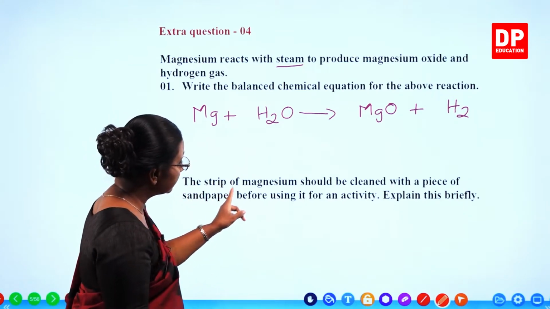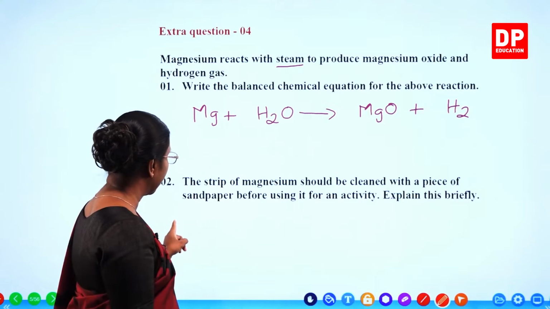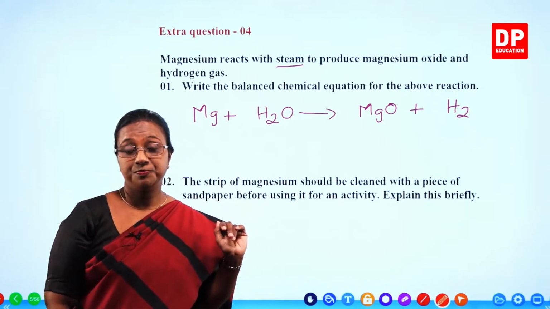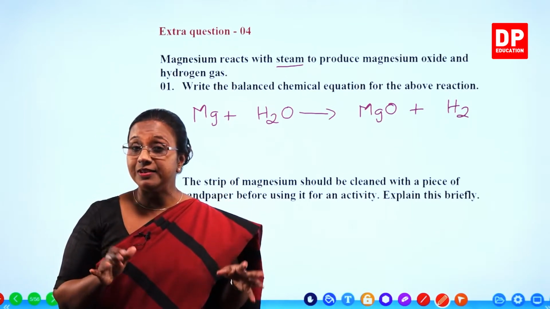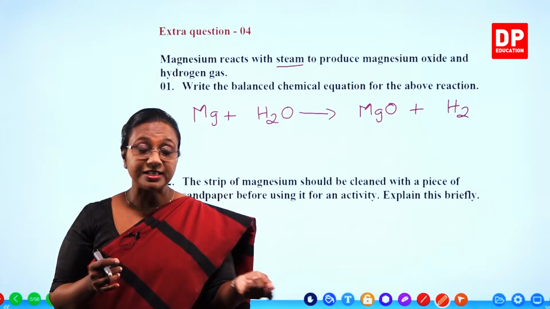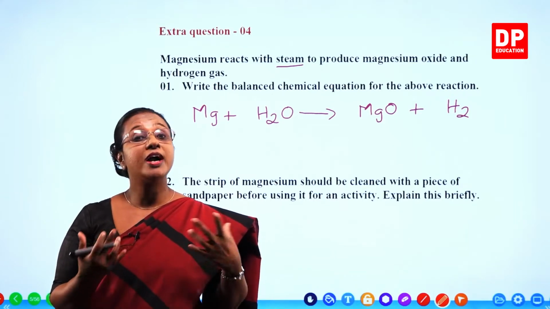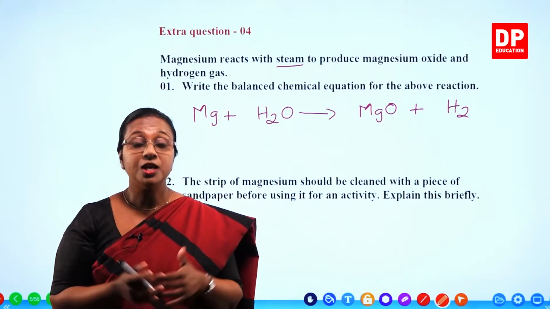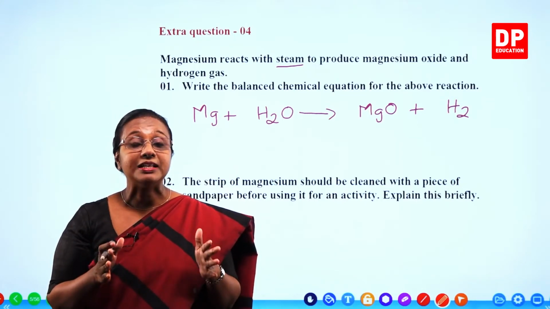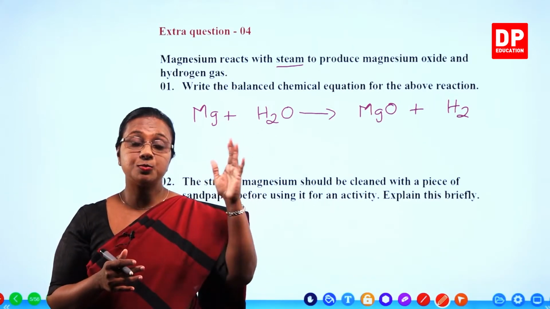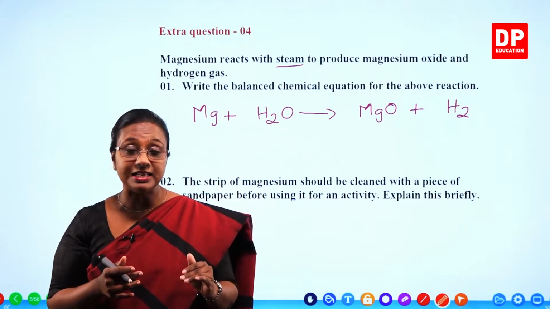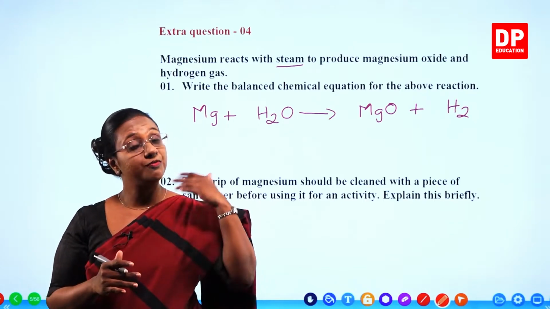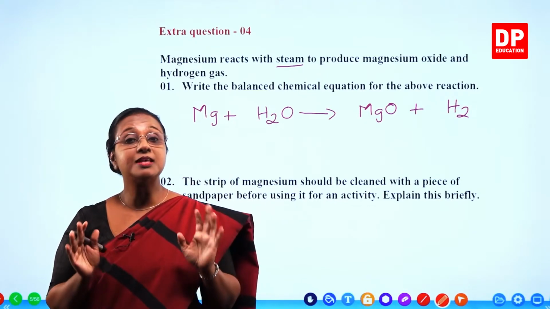The strip of magnesium should be cleaned with a piece of sandpaper before using it for an activity. Explain this briefly. What is the reason? You are familiar with that. Every time I use a piece of magnesium, I tell you it is a clean one, or I tell you that we have to clean it with sandpaper. I have shown you all that before also. So, what is the reason? Magnesium, if you consider the activity series, potassium, sodium, calcium, magnesium, the fourth metal, it is somewhat reactive, but not very highly reactive like sodium, somewhat reactive.